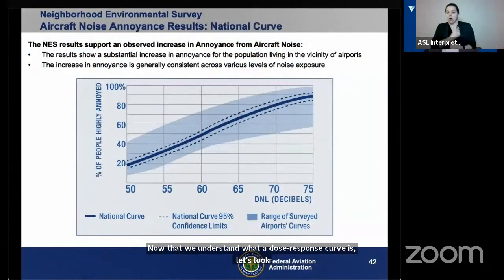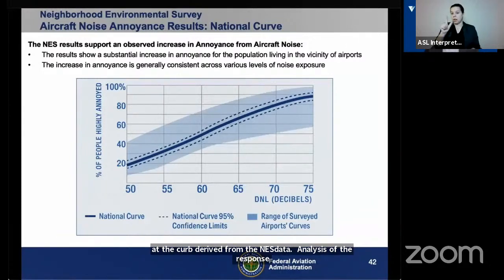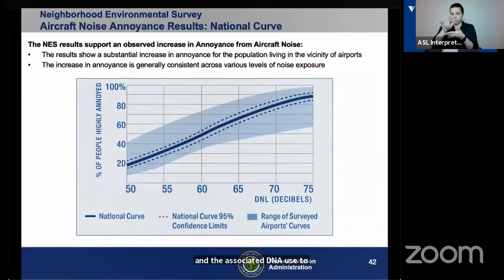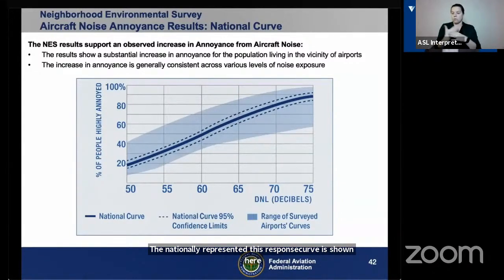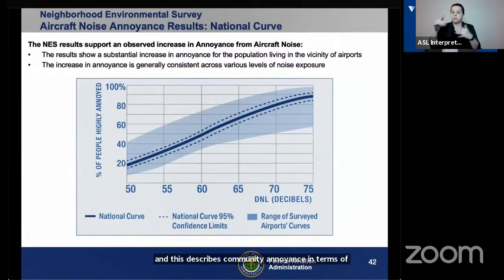Analysis of the highly annoyed responses and the associated DNL were used to generate dose response curves for each individual airport, and subsequently, a national dose response curve. The resulting NES nationally representative dose response curve is shown here. The national curve describes community annoyance in terms of the percentage of people who are highly annoyed and describes aircraft noise exposure in terms of the DNL noise metric.